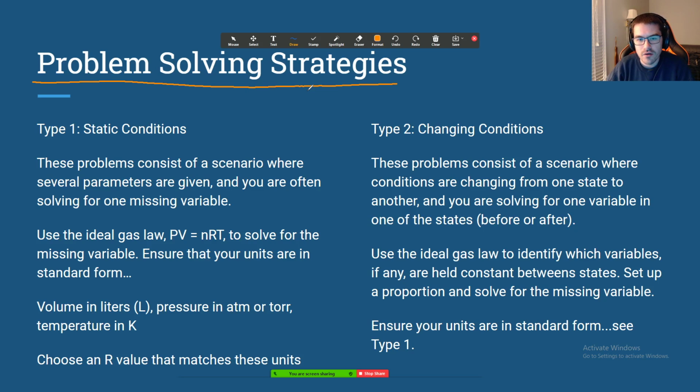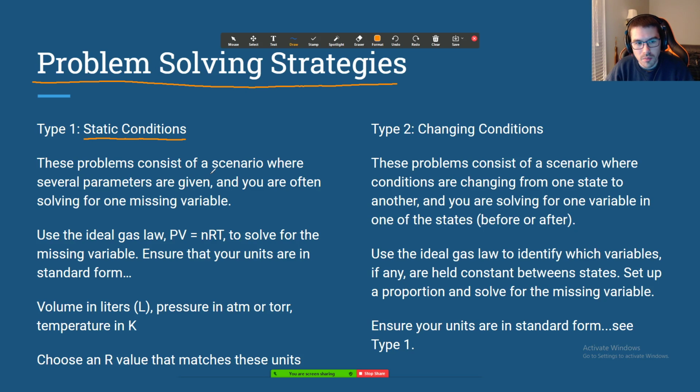What I've done here is I've tried to sort of divide all of the problems that you might encounter up into one of two categories. So I'm going to talk about these in turn, and then I'm going to do an example of each one. The first type is where you have static conditions. Static meaning unchanging, okay? So the conditions are sort of set and specified.